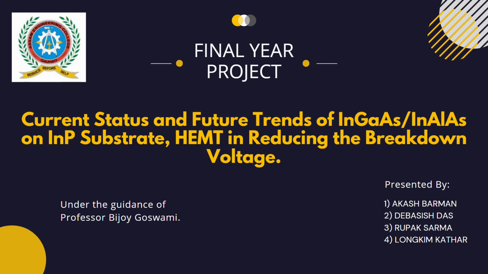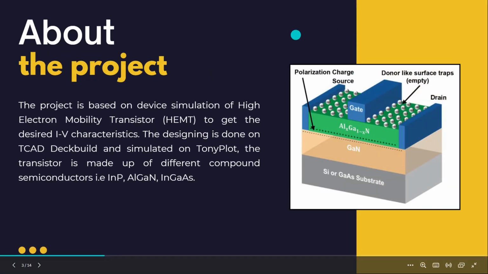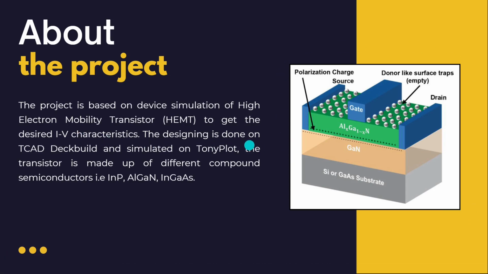Our project is based on device simulation of high electron mobility transistor, HEMT, to get the desired IV characteristics. And our designing is done on TCAD Build and simulated on Tony plot. The transistor is made up of different compound semiconductors, that is indium phosphide, aluminum gallium nitride, indium gallium arsenide.